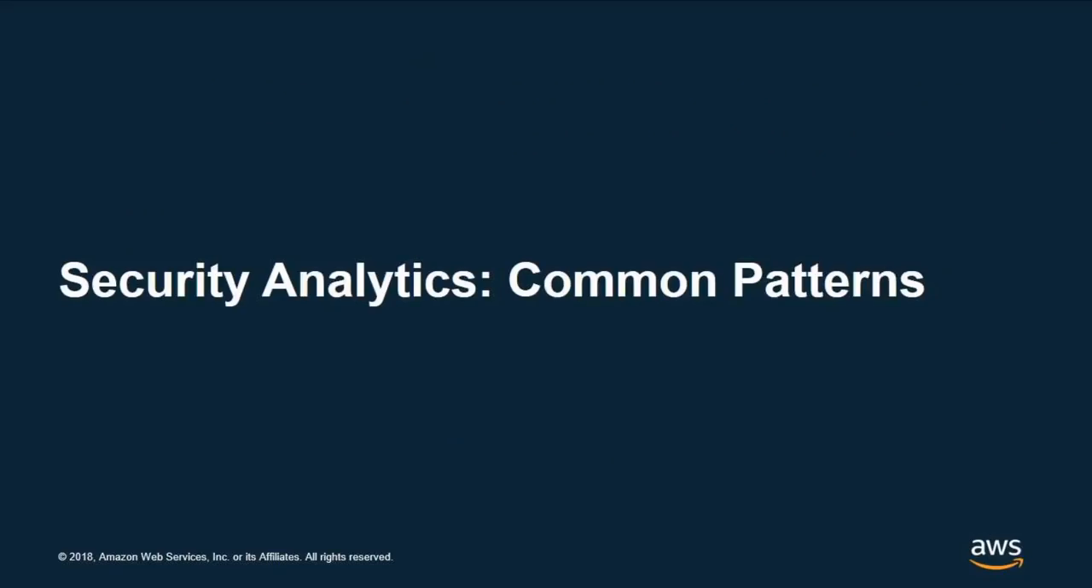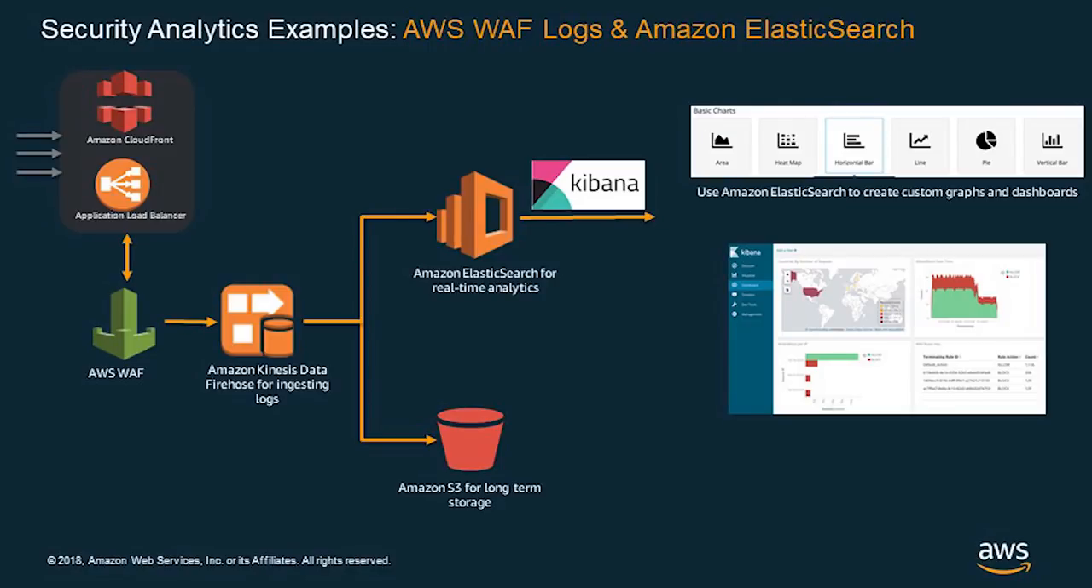All right. So very quickly, now talking about security analytics itself, what kind of security analytics can you build on top of AWS WAF logs? There are some common patterns that have evolved since we launched WAF logs. So one of the patterns that we have seen customers use is how you can use Amazon Elasticsearch and its natively supported Kibana to analyze WAF logs in real time and produce customized dashboards. And this is one such architecture.